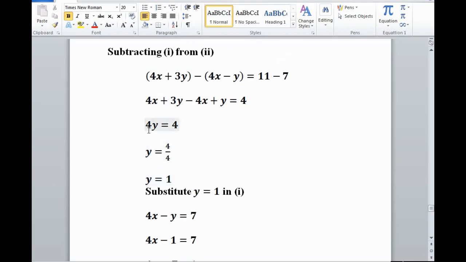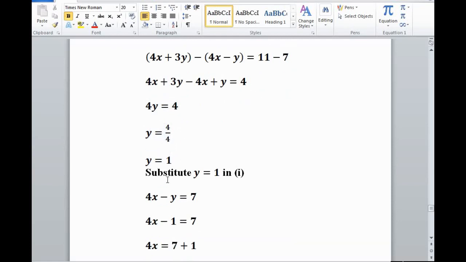And to find y, I'm going to take this 4 from left to the right side. So this equation becomes 4 upon 4. And 4 divided by 4 equals 1. So the value of y is 1. Now it's time to find the value of x.